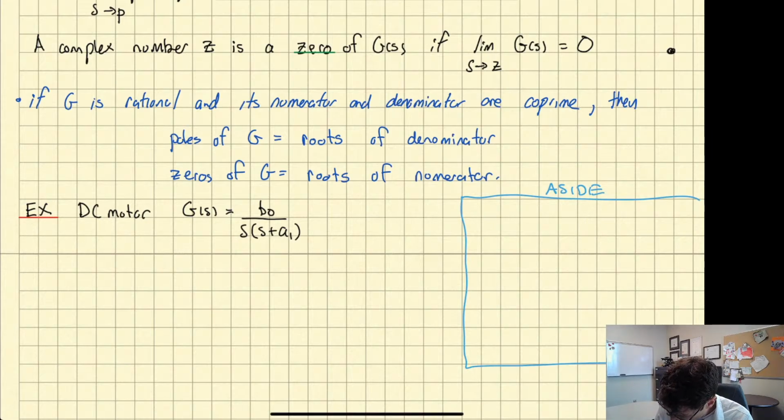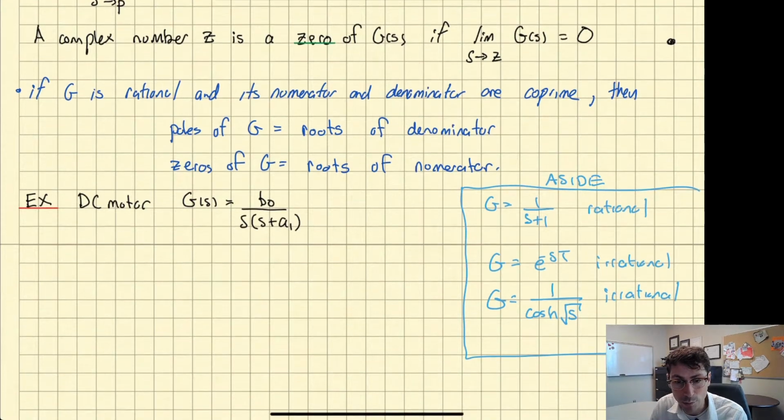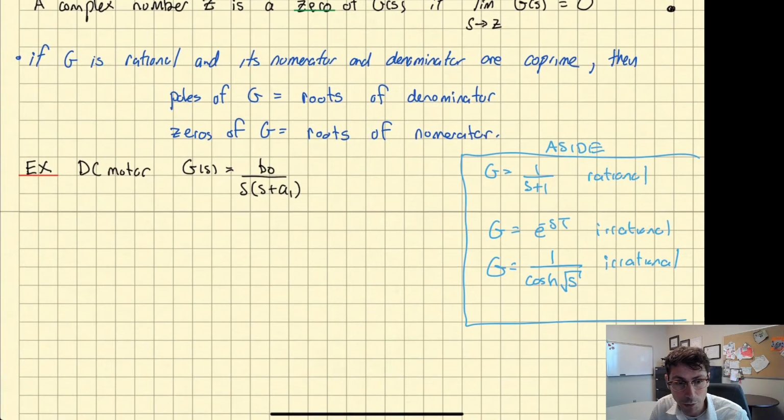So as an aside, G equals 1 over s plus 1, rational. G equals e to the negative st, irrational. G equals 1 over hyperbolic cosine of the square root of s, irrational. Okay? So your most common case is where it's the ratio of polynomials.